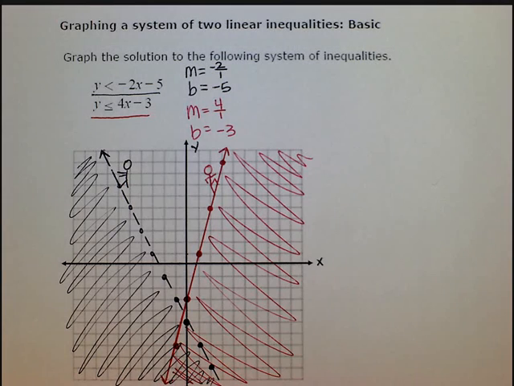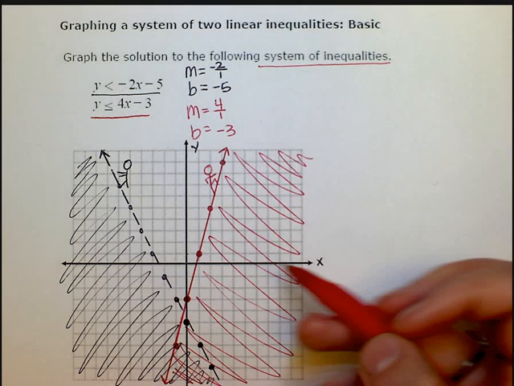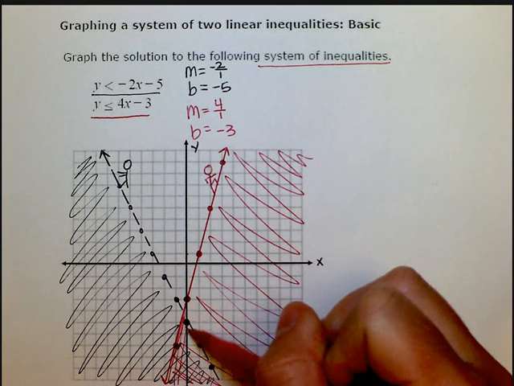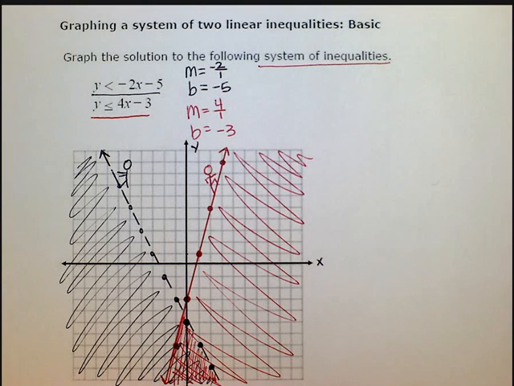So the solution to the whole system of inequalities is this space right here where they both overlap. And that's all you need to do.